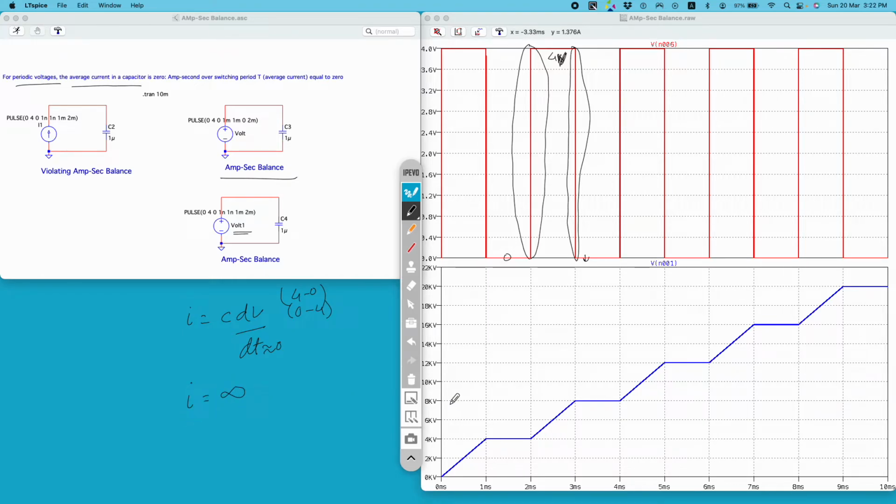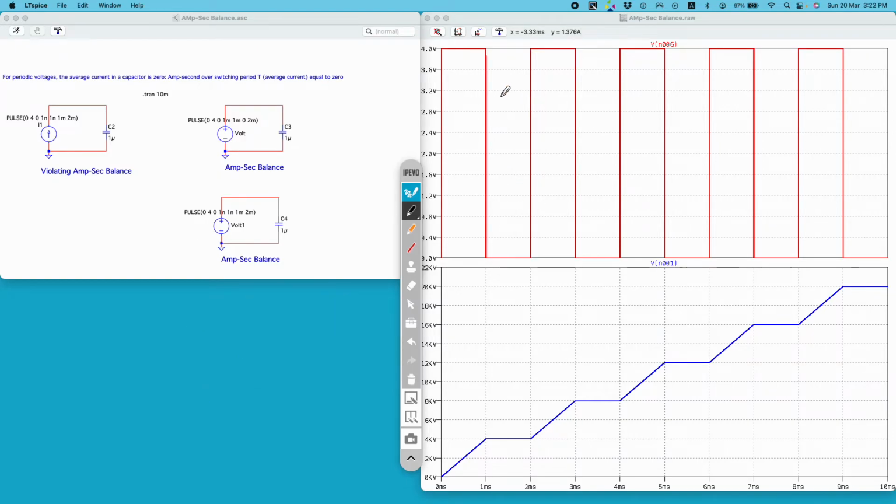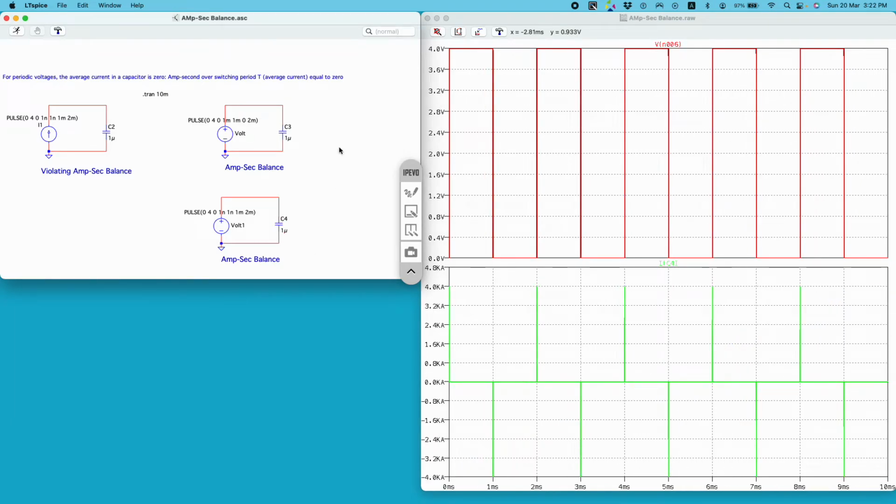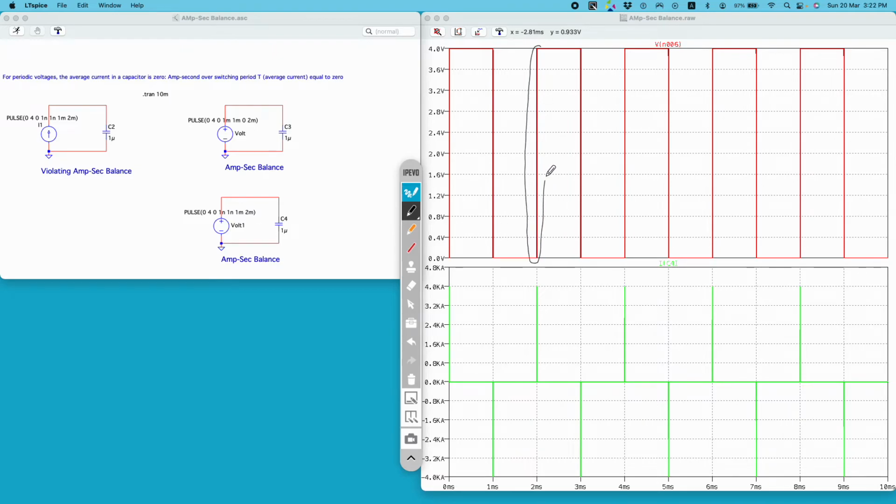If I plot the current due to such a voltage, let me plot it in the bottom plot. You can see at each transition I have very high current through the capacitor. This is 4 kilo amp for this particular example. So eventually it will evaporate your wire bond or whatever is present in this current path.